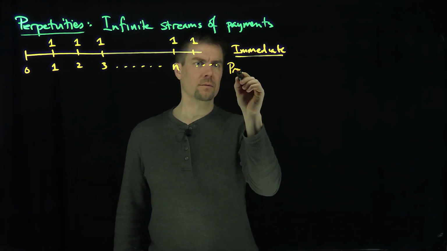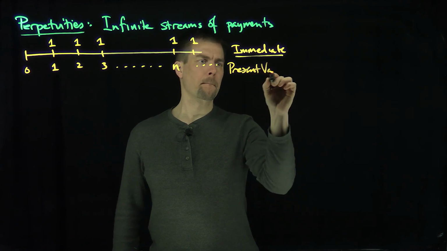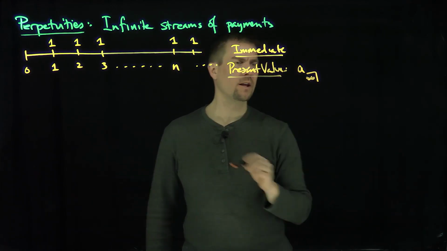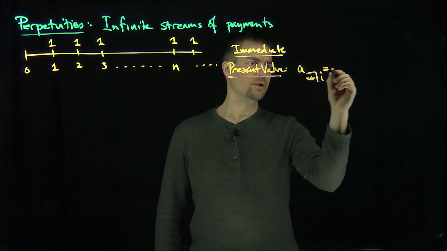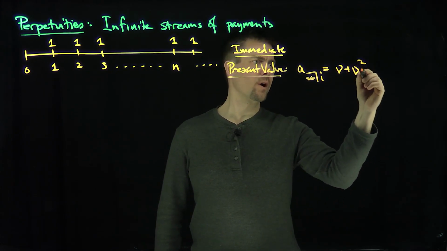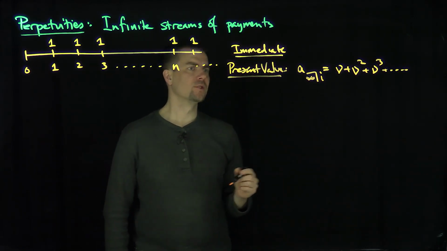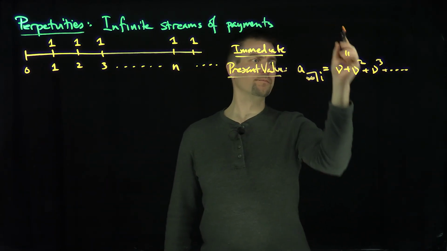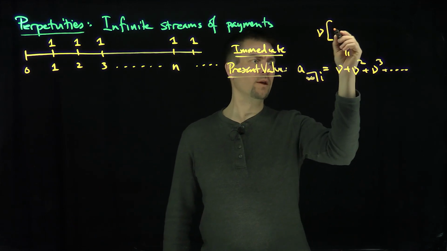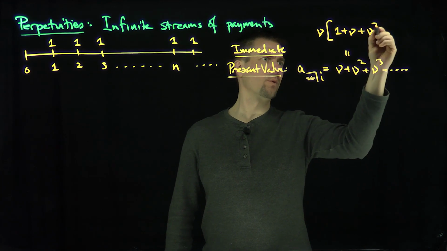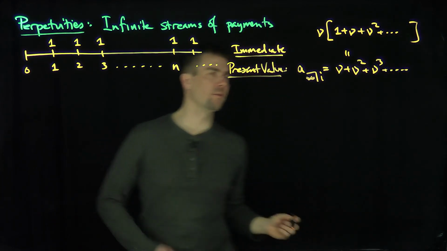What you're going to have over here is, of course, the present value of this, which in actuarial notation is denoted a angle infinity at rate i. It is just going to be nu plus nu squared plus nu cubed, and it goes on forever. And so we see this is exactly equal to the sum of 1 nu, then 1 plus nu squared, etc., forever. So these are equivalent to each other.